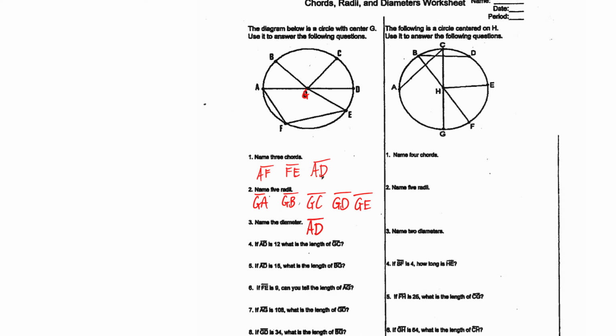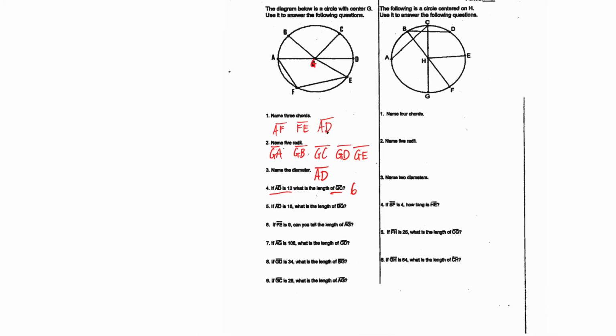Okay, if AD is 12, how long is GC? It's 6 because AD is the diameter that goes all the way. GC is a radius, so it's half of that. Okay, if AD is 15, how long is BG? 7.5. Yep, 7.5.